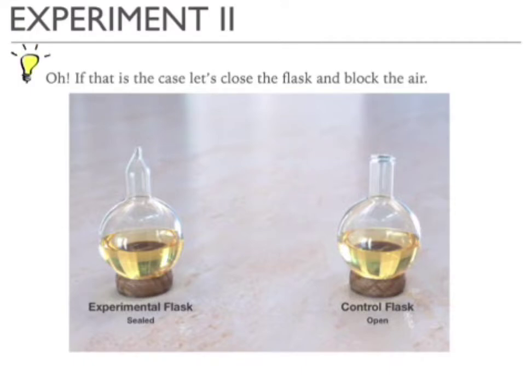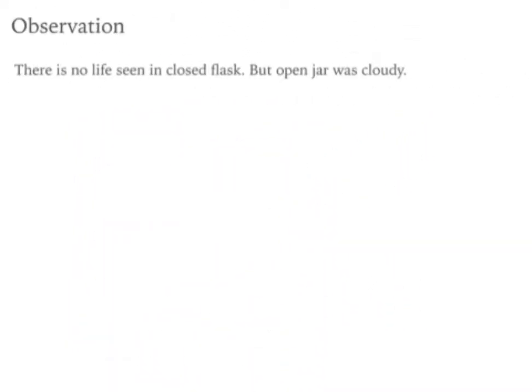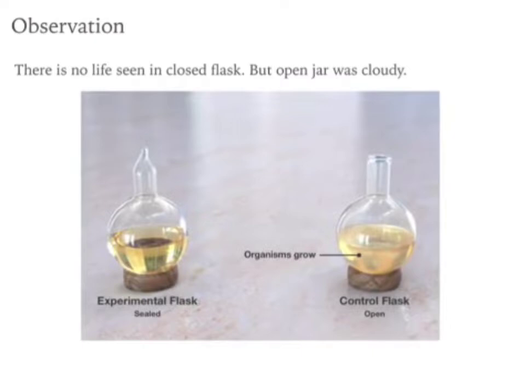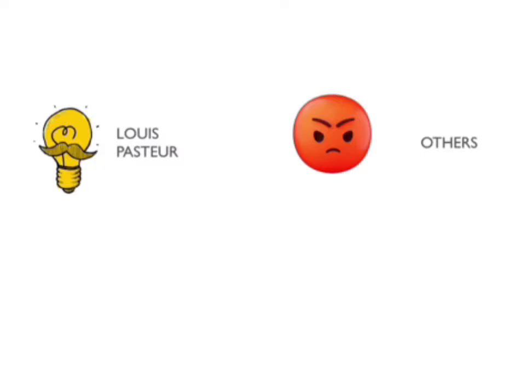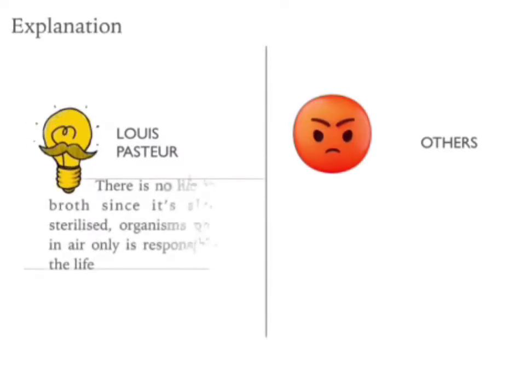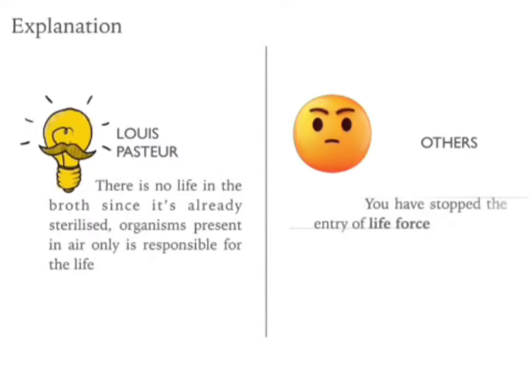This time, as we all know, the control flask, which was open and exposed to the air, showed life, and the blocked or closed flask didn't show any kind of microbial growth. This again proved that air is responsible. The direct contact with the air is responsible for the growth. Again, the explanation given by Louis Pasteur was the same: the vital force is nothing but the air, which was carrying so many microbes, and these airborne microbes are responsible for microbial growth.